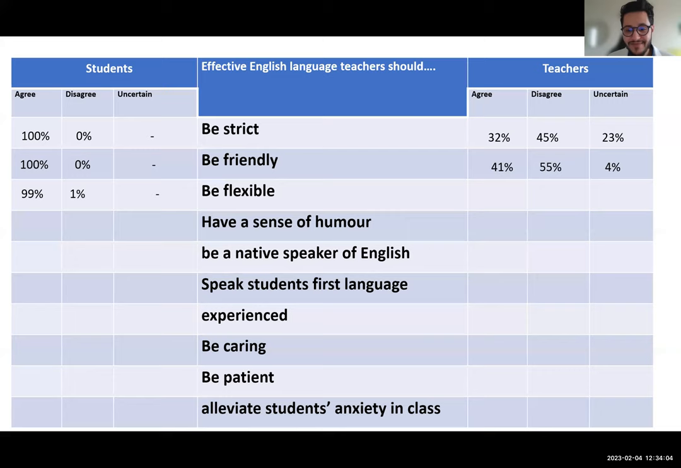So yeah, how about the teachers? Good question. Somebody asked how to be flexible and strict. Yeah, they want super teachers. So that's what the students expect. They want a teacher who can be strict, but also flexible at the same time. So teachers, 37% agreed, 58% disagreed, and 5% were uncertain. Again, there's a lot going on here, right?